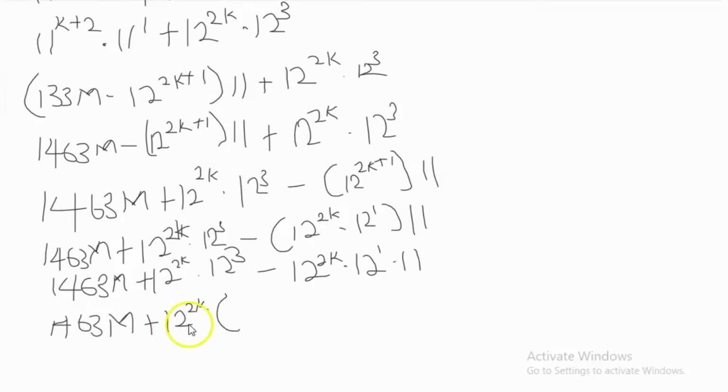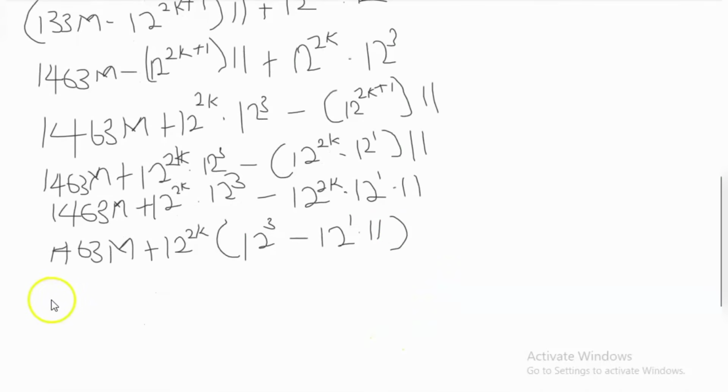So now, if 12 to the power of 2k goes in this, we're going to have just 12 to the power of 3, because 12 to the power of 2k would cancel this out, so this is all we would have. Now, if 12 to the power of 2k goes here, we're going to have 12 to the power of 1 multiplied by 11, because 12 to the power of 2k has cancelled out. Now, our work is getting simpler. So we have 1463m plus 12 to the power of 2k.